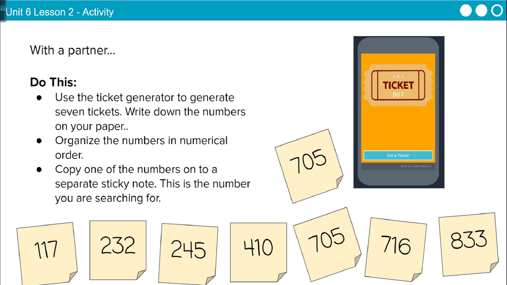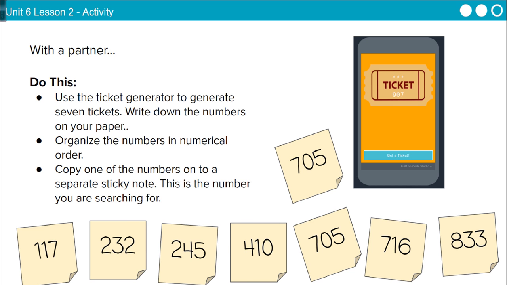With a partner, I asked you guys to try this: generate 7 different tickets. Here's the example: 117, 232, 245, 410, 705, 716, and 833. Organize them in numerical order. Copy one of the numbers onto a separate sticky note, or you can just copy it anywhere. This is the number you're searching for, so you know the number is going to be in there. So you're going to take 7 numbers, order them, pick one of the numbers, and search for it.